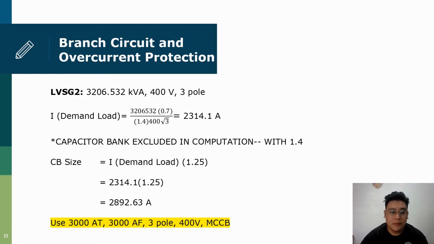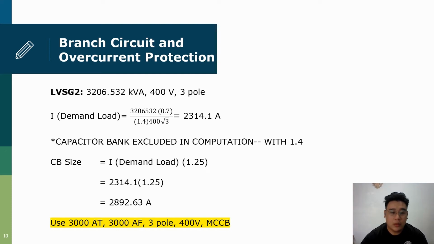For the current demand load: 3,206.532 multiplied by 0.7, which is the demand factor, divided by 1.4, which is the diversity factor, times 400 times the square root of 3, where 400 is our volts. This gives us 2,314.1 amperes. Like before, capacitor bank is excluded in the computation with the 1.4 diversity factor.